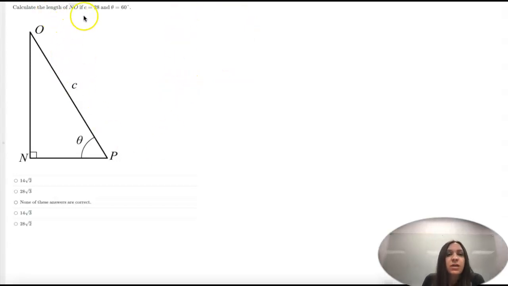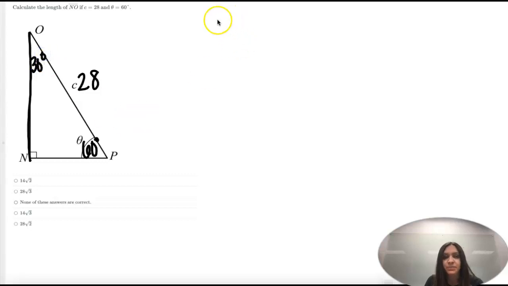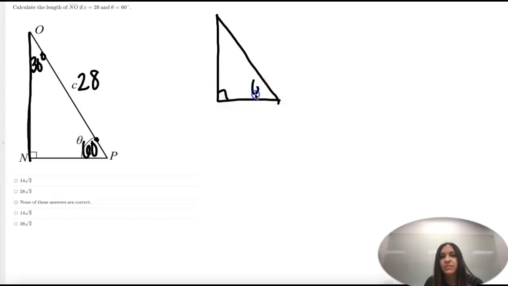So let's do another one. Calculate n to O. That's if C is 28 and theta is 60. All right, so 30, 60, 90. I'm going to draw the general triangle again so we can get an equation. That's what we need here. We need an equation. So the short side is x, the hypotenuse is double, and the long side is x square roots of 3. So which side do we have?